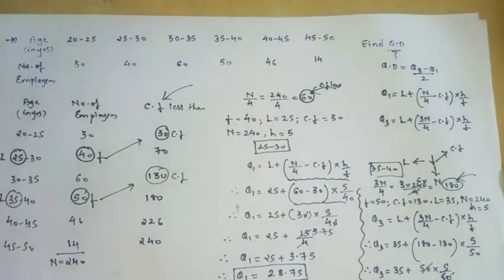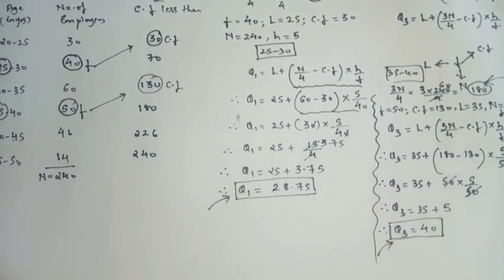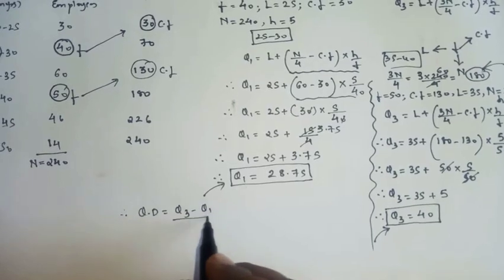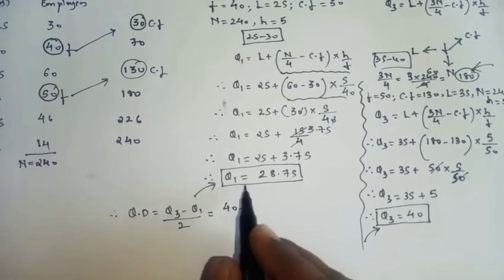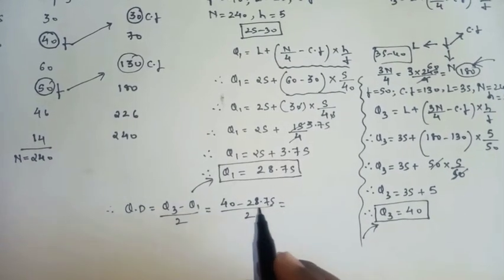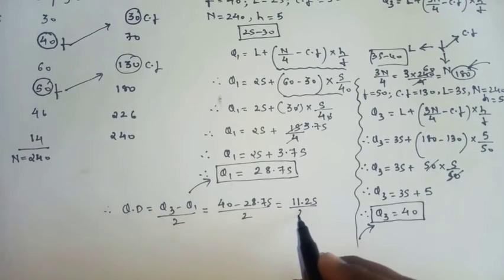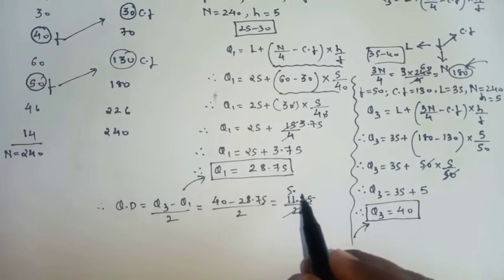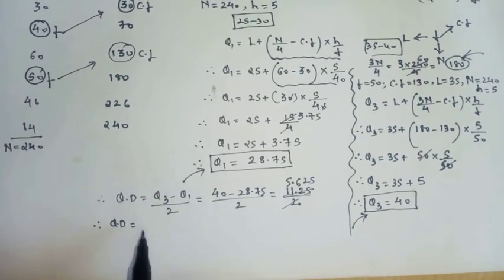But for this sum, as we have to find QD, we know that QD is known as quartile deviation. To find quartile deviation, the formula is Q3 minus Q1 upon 2. Simply substitute the values. Q3 is 40, Q1 is 28.75, upon 2. When you subtract 40 minus 28.75, you will get 11.25 upon 2. When you divide these two numbers, you will get 5.625. So here we got the answer of QD as 5.625.